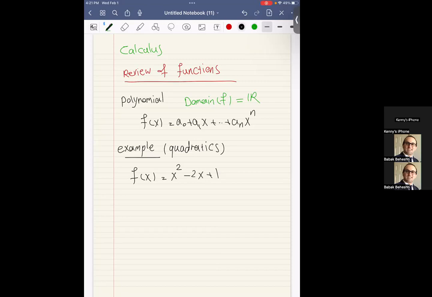Then we have more complicated functions. For example, square roots or cubic roots. In general, we have radicals. So f of x equals square root of x. For a function like square root x, the domain is not R anymore. It's not the set of all real numbers. What is the domain of square root x? Greater than or equal to 0. So x in R such that x is greater than or equal to 0. That's the domain of it.